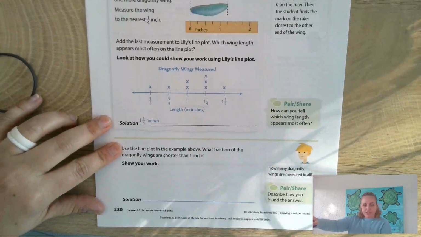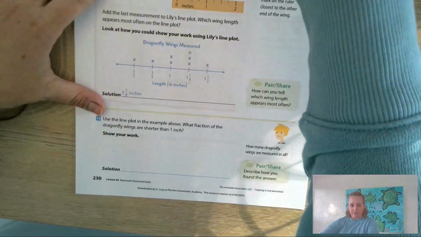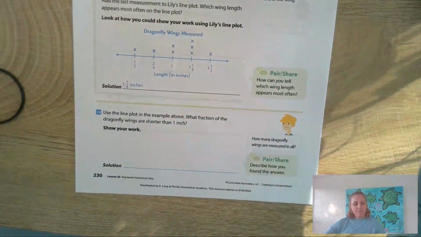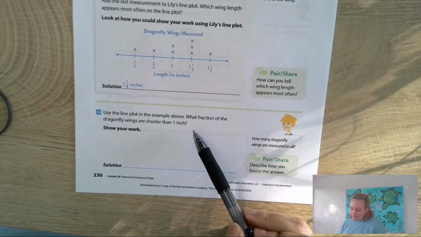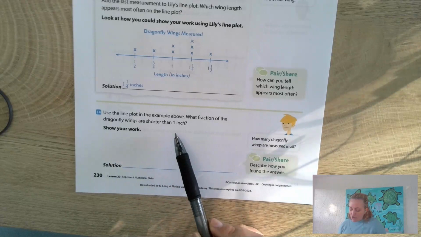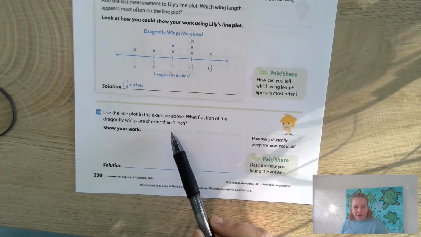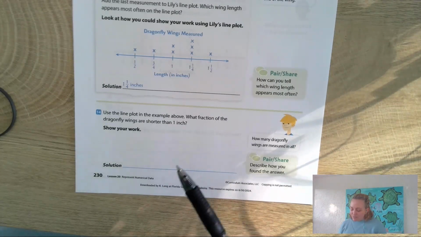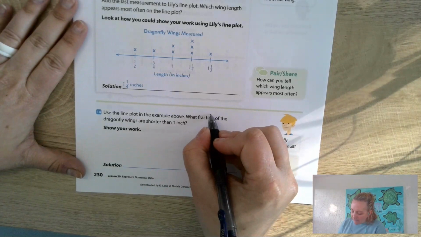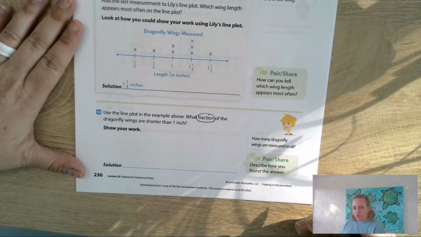Let's look at this next question though, because we want to see some different types of questions. Let me adjust the papers. There we go. All right, so we're going to use the line plot above. What fraction of dragonfly wings are shorter than 1 inch? Now it specifically asks for a fraction. So they want to know what fraction are shorter than 1 inch.